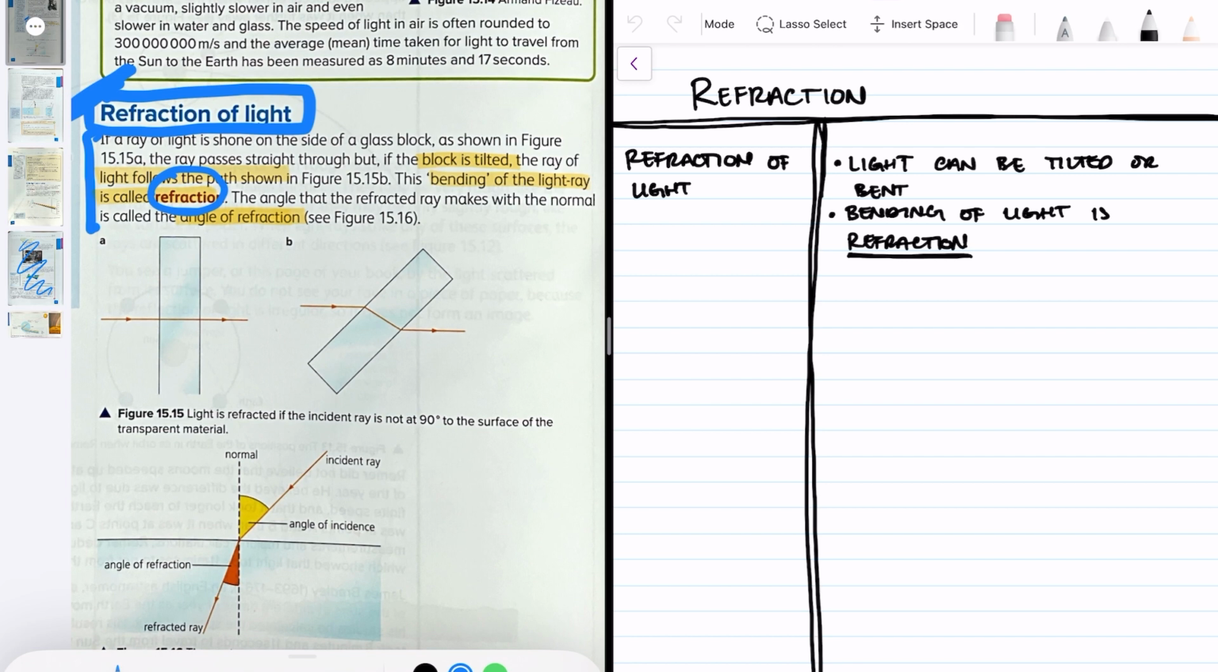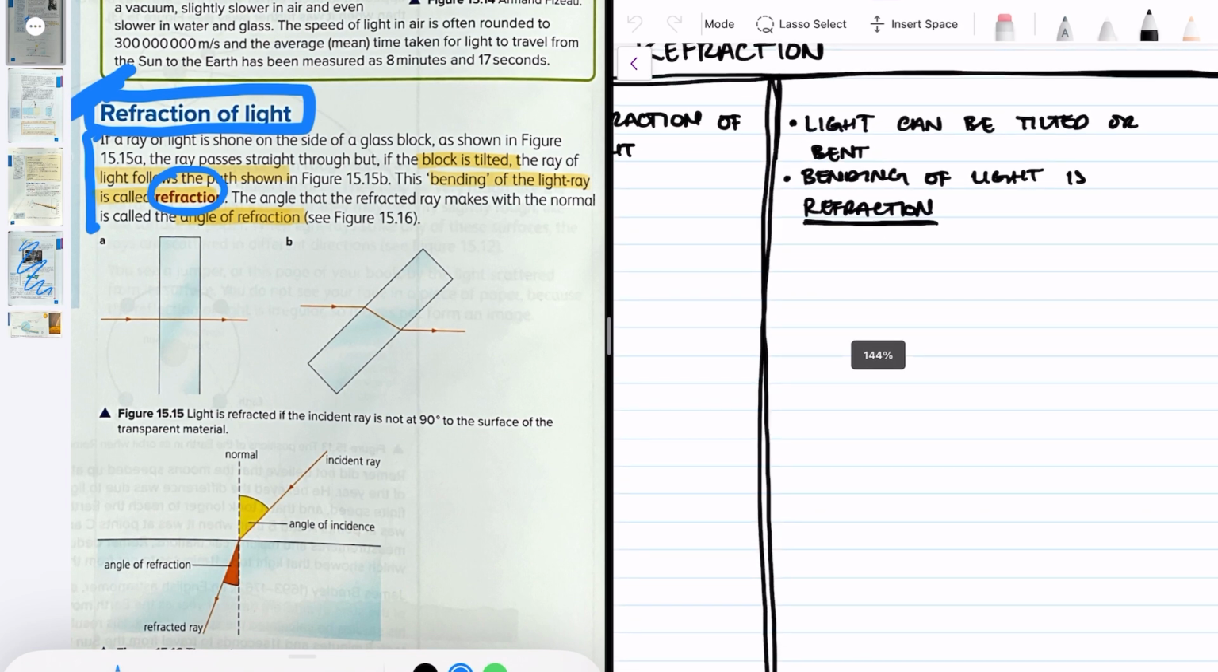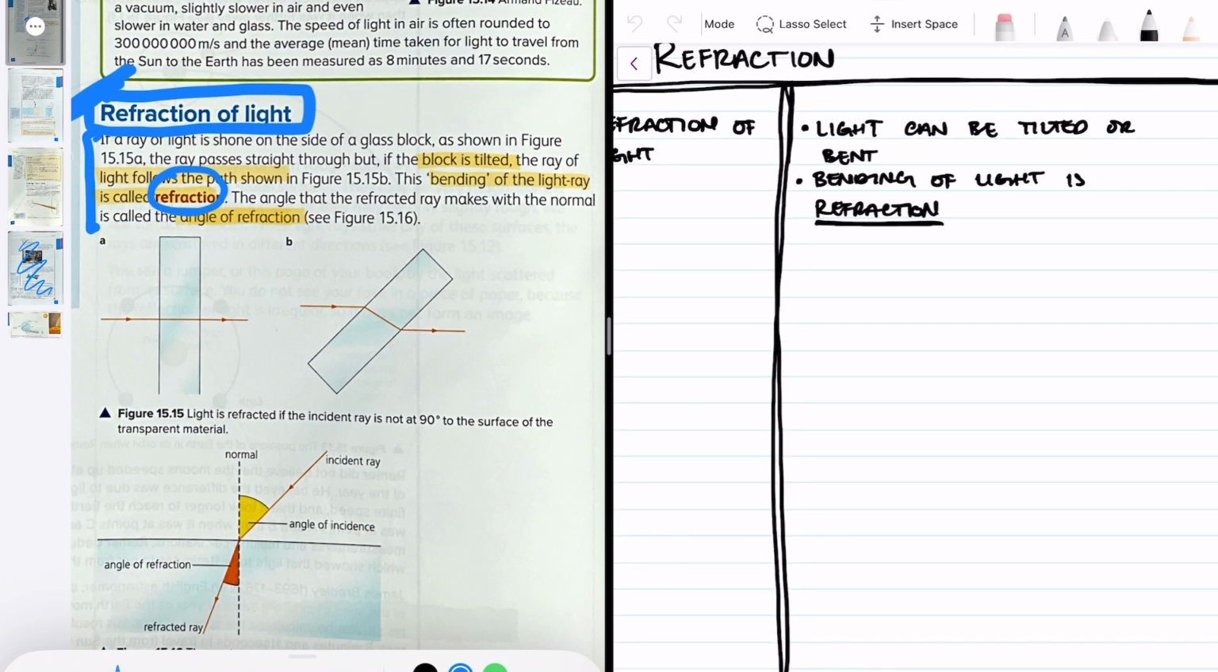That way, when you're looking through your notes, you'll just remember what definitions or keywords we're learning, right? So now you know that refraction is bending of light. That's simply what it is. The last part here does talk about the angle that the refracted ray makes with the normal. So there is something called the normal. We're going to look into that in a bit.